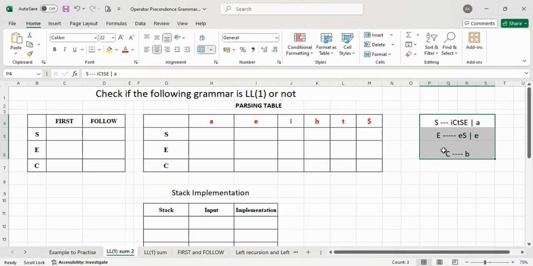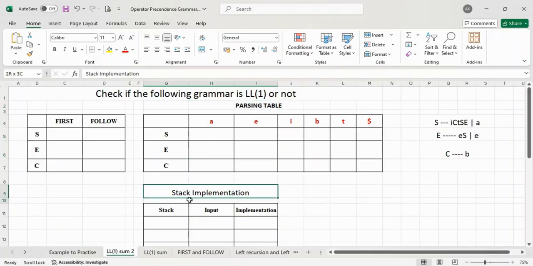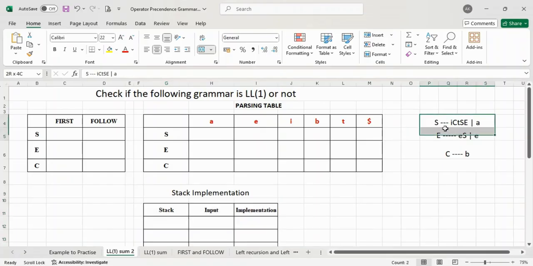To check if the grammar is LL1 or not, we have to follow those 5 steps which I had said in my previous lecture. Just a bit of revision. The first step is to check whether the grammar has any left recursion or left factoring. The second step is to calculate first and follow. The third step is to create the parsing table. The fourth step is to perform stack implementation, and the fifth step will be creating the parse tree. So let us start with the first step.